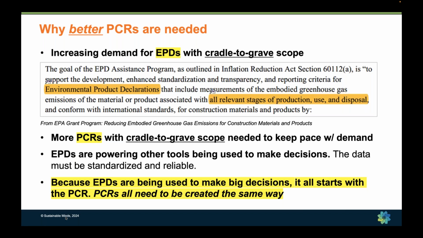And so this is a snippet from the EPD assistance program in the IRA, stipulating we're going to want more EPDs from all life cycle stages. And to do that, more PCRs are going to have to be created with cradle to grave scope to keep pace with demand. And now you know EPDs are powering other tools to make important decisions. And so the data has to be standardized and reliable, which means it all starts with the PCR, and PCRs all need to be created the same way.